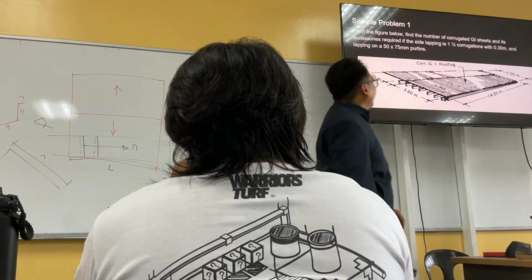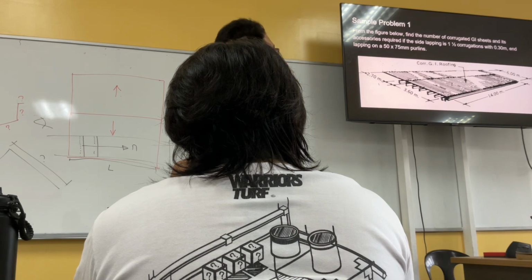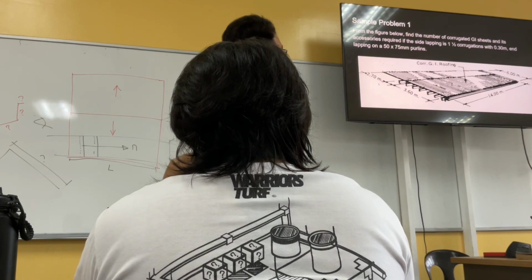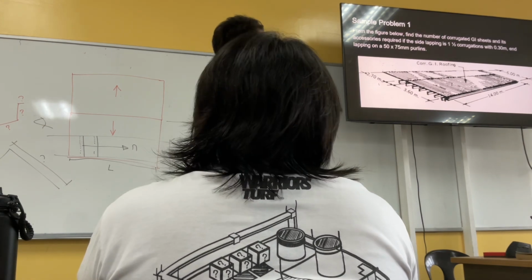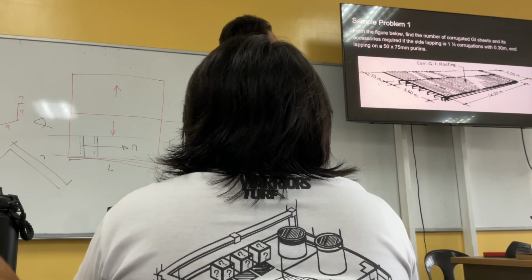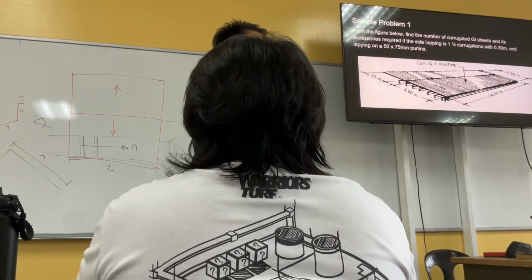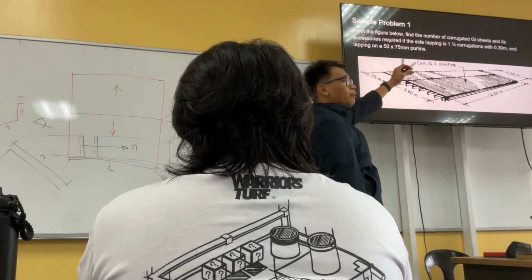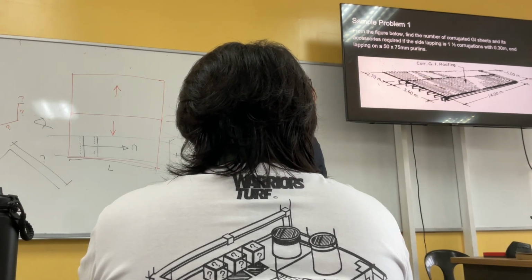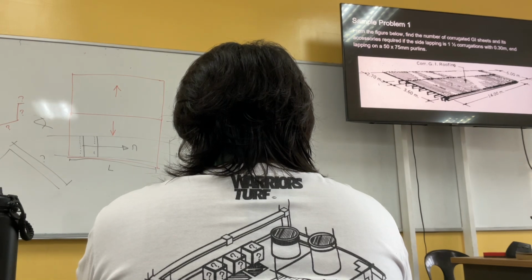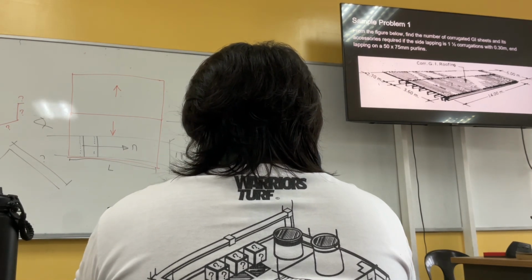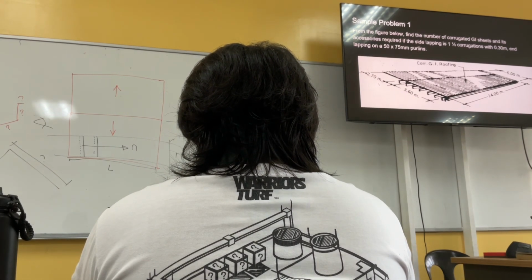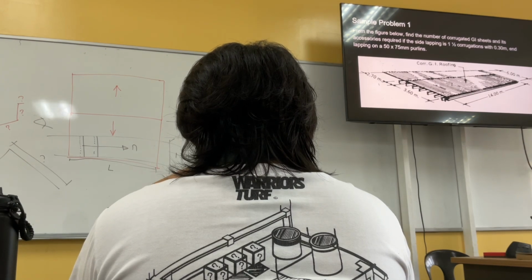And now we have a roof. So you have to find the number of corrugated GI sheets and its accessories required if the side lapping is 1.5 corrugation, with a point pay meter end lapping, and your purlins 2 by 3 or 50 mm by 75. Okay, so use a 0.8 by 2.4. I mean 0.8 na standard widths.